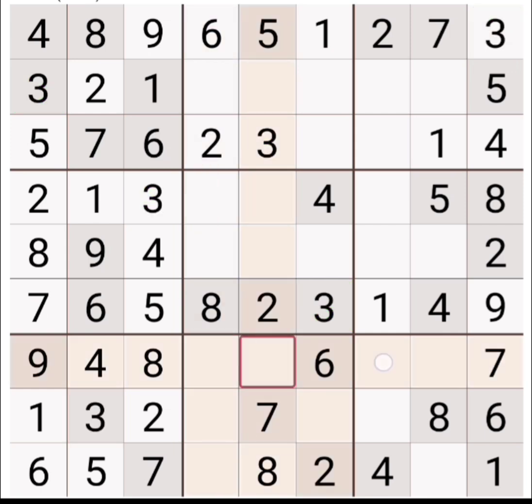Now let us complete the seventh row. In this row, 9, 4, 8, 6, 7 are there. 1, 2, 3, 5 are missing. So 1 we cannot fill here, and 1 and 2 we cannot fill here. Here 2, 3, 5 we cannot fill. So 1 will come here.